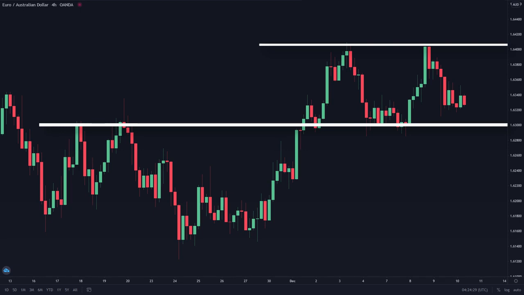Now, notice that by only drawing the lines that actually matter and ignoring the ones that don't, it makes your chart seem a lot smoother.